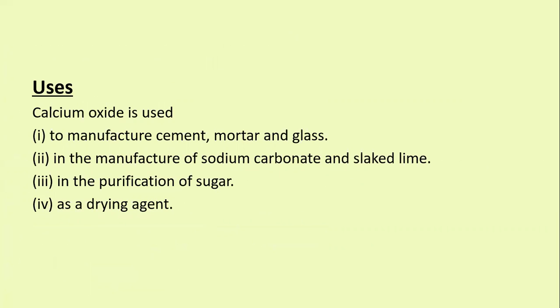The important uses are cement manufacturing, then in the manufacture of sodium carbonate and flaked lime, then in the purification of sugar. Okay, so to purify the sugar, this calcium oxide is used as one of the important compounds. Then it is used as a drying agent. Okay, so that is simply to remove the moisture content of another compound. So what happens is calcium oxide will absorb the moisture content of that compound, so that it makes that compound get dry. So that's all about this quicklime, calcium oxide.